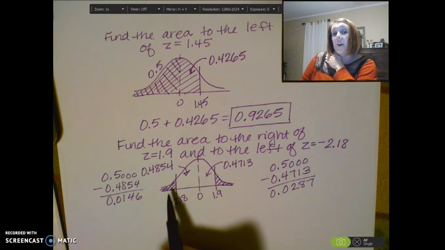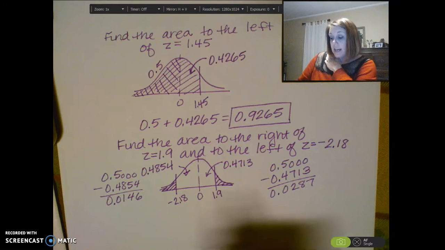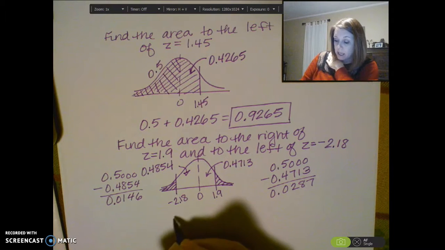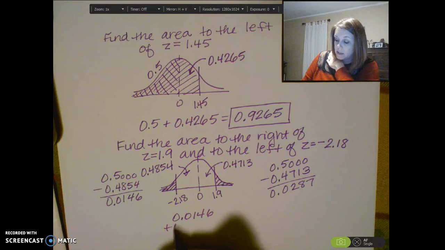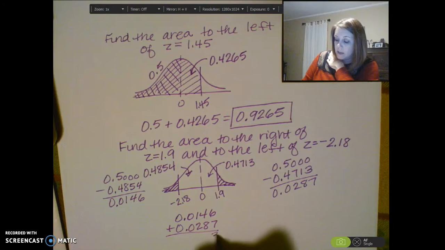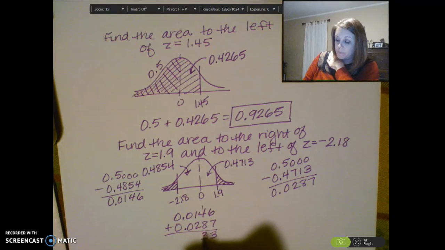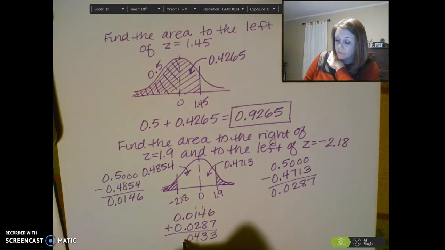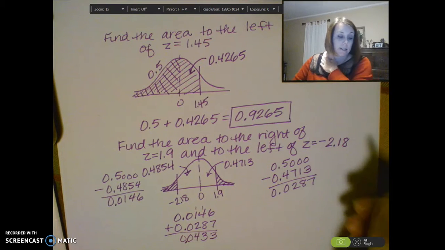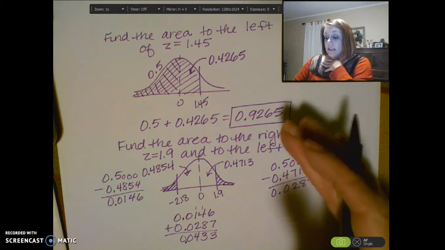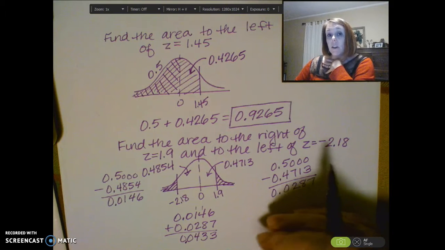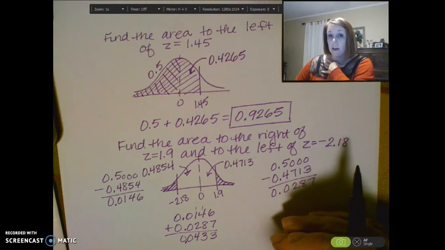Now, if I want the area of both, I need this area and that area, then I add them together. So 0.0146 plus 0.0287, and simply add. 0.0433 becomes our area in that case. And that takes care of all the possible scenarios for which you're going to be asked to find areas.